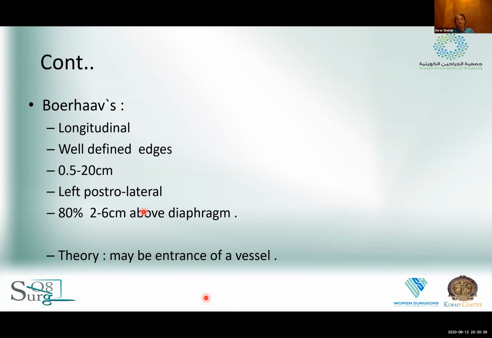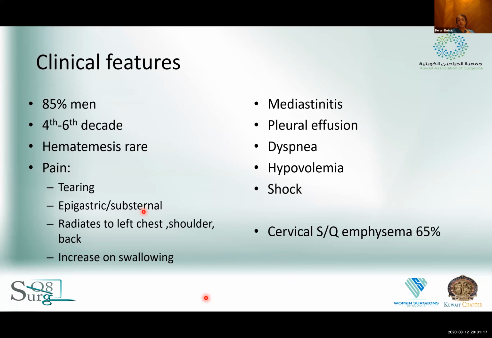Usually the Boerhaave tear is longitudinal with well-defined edges. The length ranges between 0.5 centimeter to 20 centimeter, and most of them are between 2 to 6 centimeter above the diaphragm. Why this location in the left posterolateral? The theory is that the tear or the perforation occurs at the weakest point in the esophageal wall, which is the entrance of the vessels. So 80% of Boerhaave syndrome patients are men, usually in their 40s to 60s.